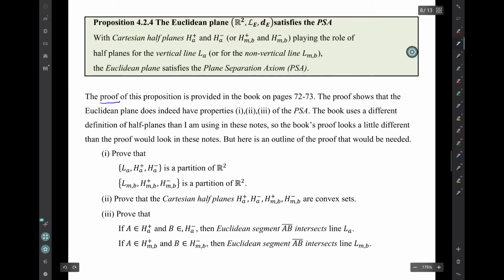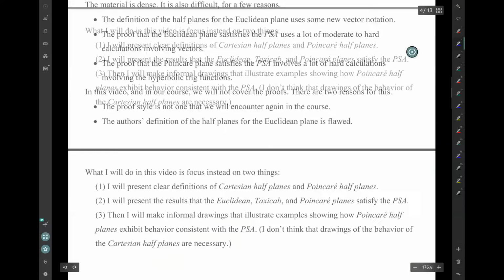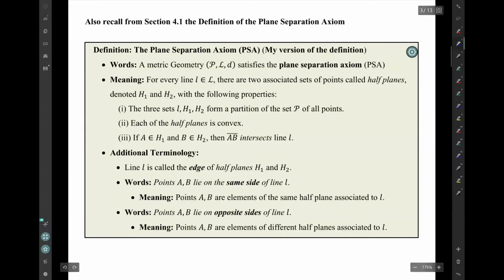The proof of this proposition is provided in the book on pages 72 to 73. The proof shows that the Euclidean plane does indeed have properties 1, 2, and 3 of the plane separation axiom. Remember that the plane separation axiom has these three requirements, 1, 2, and 3.